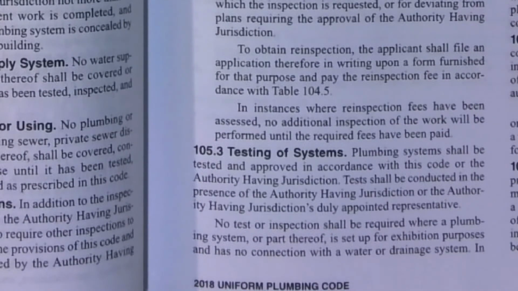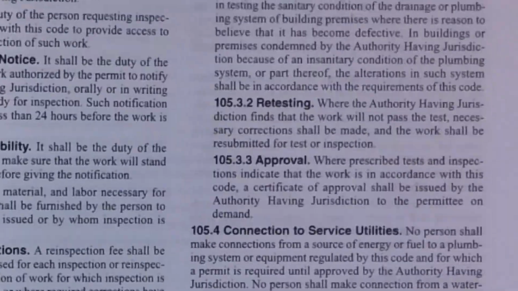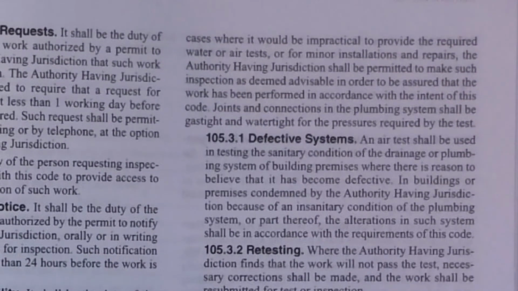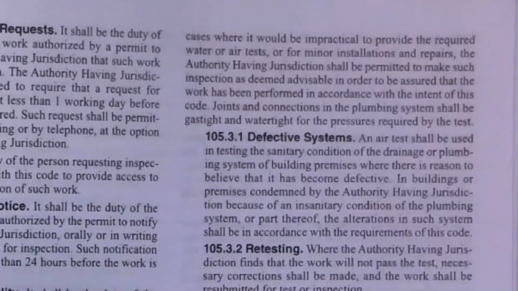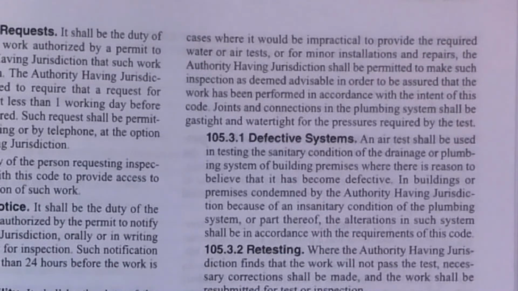Plumbing system shall be tested and approved in accordance with its code or the authority having jurisdiction. The test shall be conducted in the presence of the authority. No test shall be required where a plumbing system, part thereof, is for exhibition purposes, so we're not doing that. But right here, right up here, the authority shall be permitted to make such inspection as deemed advisable in order to be assured that the work has been performed in accordance with the intent of the code. The joints and the connections in the plumbing system shall be gas tight, watertight.